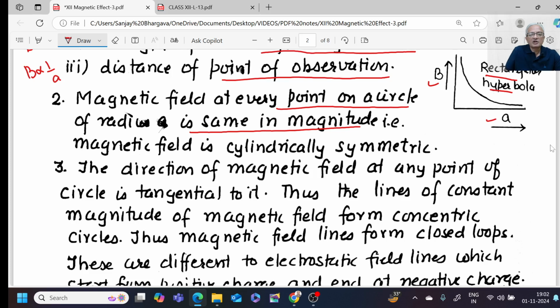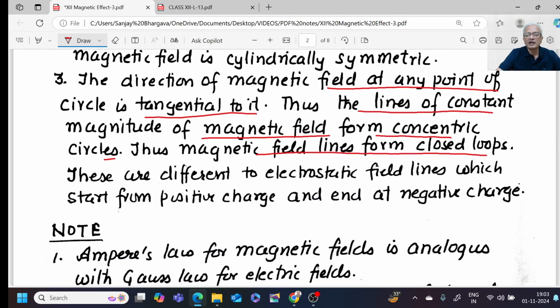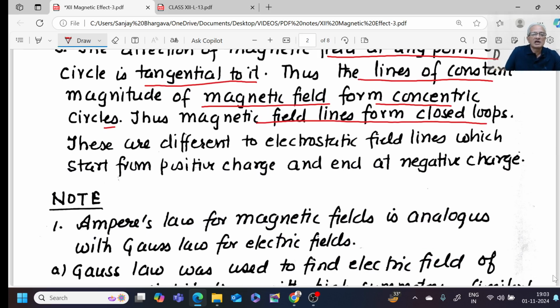The direction of the magnetic field at any point of the circle is tangential to it. Thus, the line of constant magnitude of magnetic field form concentric circles. Thus, magnetic field lines form closed loops. These are very different to the electrostatic field lines which start from the positive charge and end at the negative charge.